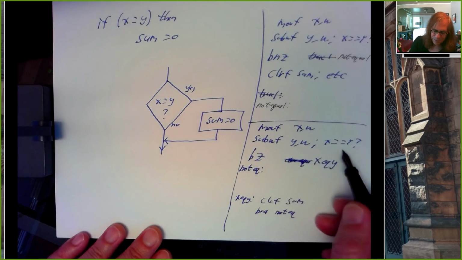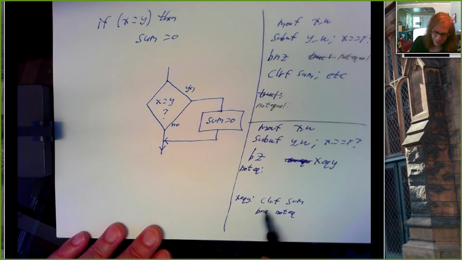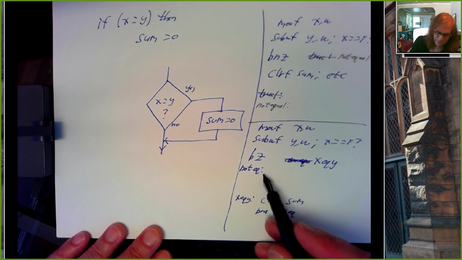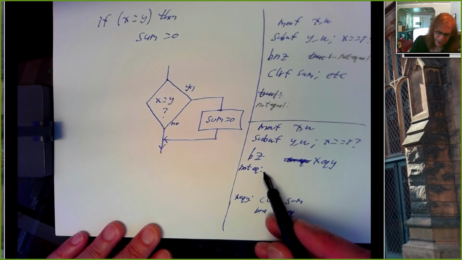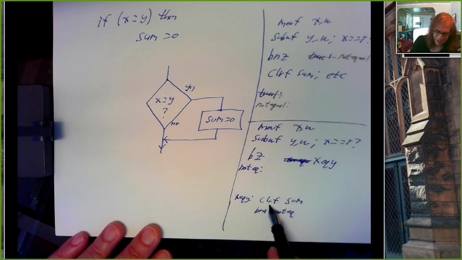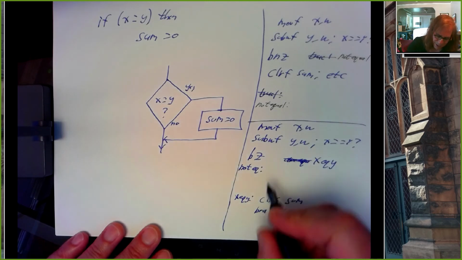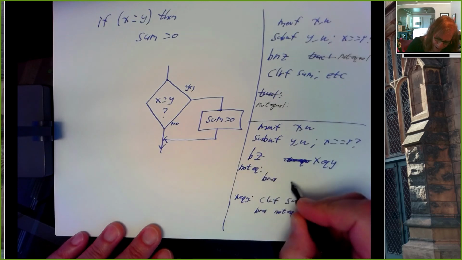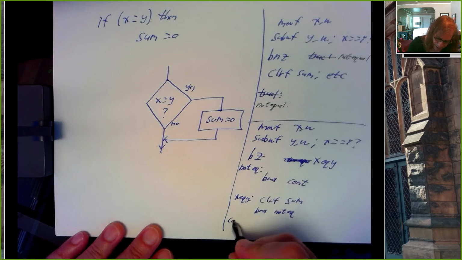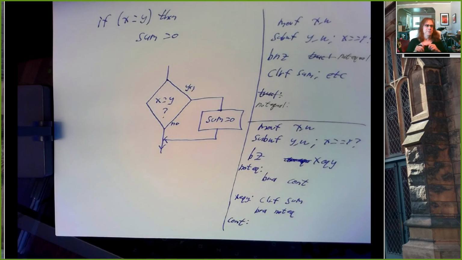So do your subtraction. If the result is 0, come down here, clear the sum, and then go back up here. And you've got to be careful, because if I'm not careful, when I get back up here, I'm going to fall down and do this next instruction, which says clear the sum, and the sum is going to get cleared even if x was not equal to y. So now I might need something like branch to continue. And maybe continue goes here. And now you see why it's called spaghetti code.